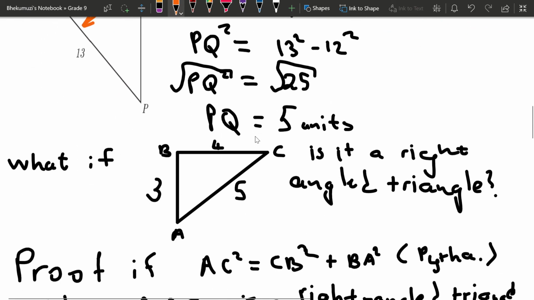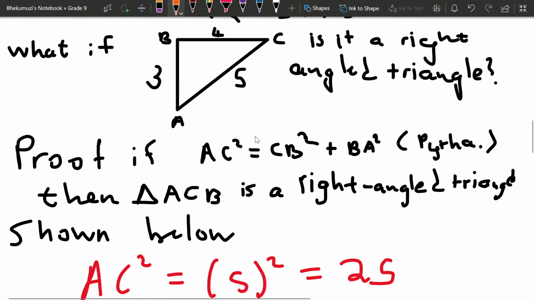But now, this is actually a question that I want you to think about. What if you have this triangle where it's A, B, C, and then they ask you, is it a right angle triangle? Because now they did not place any right angle here. They didn't show us if it is a right angle or not. But they are asking, is it a right angle triangle? And how would you prove it, right? How would you prove it?